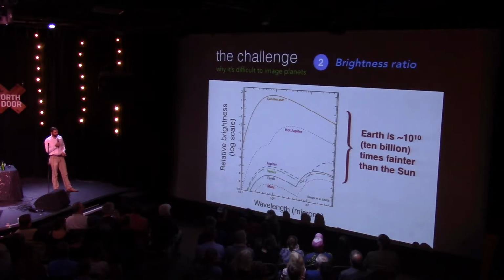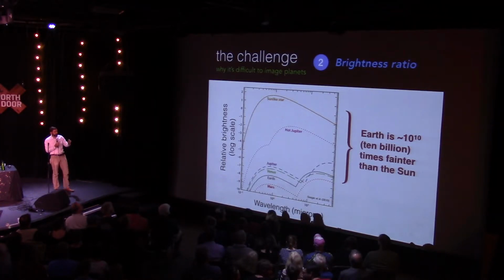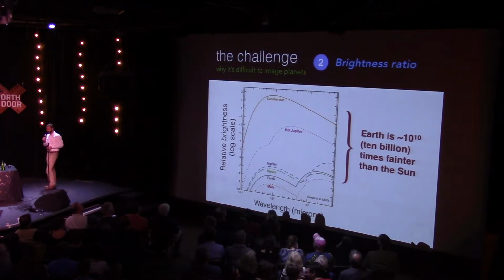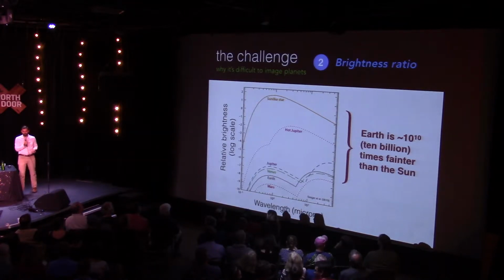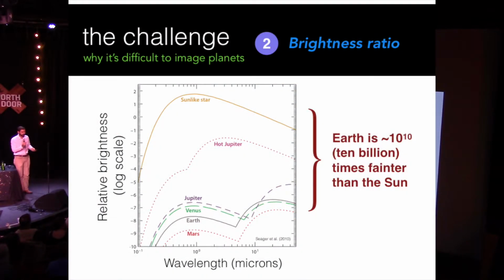So if we're trying to image planets in the optical, where there are a lot of interesting features that we might want to study in their atmospheres, at least for the Earth-Sun system, the contrast ratio, or the brightness ratio, is of order 10 billion, 10 to the 10. It's incredibly difficult to image these kinds of contrasts.